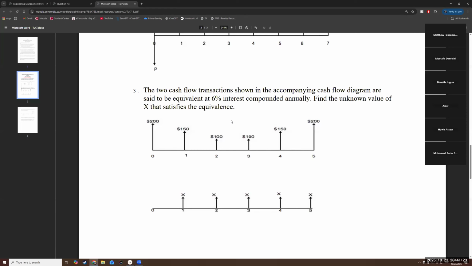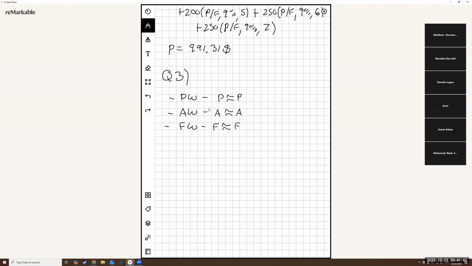Let's go with present worth. It's the most simple. The two cash flow transactions shown in the accompanying cash flow diagram are said to be equivalent at 6% interest compounded annually. Find the unknown value of X that satisfies the equivalence. Okay, so when you're considering 6% interest rate, that's when they are equivalent to each other.